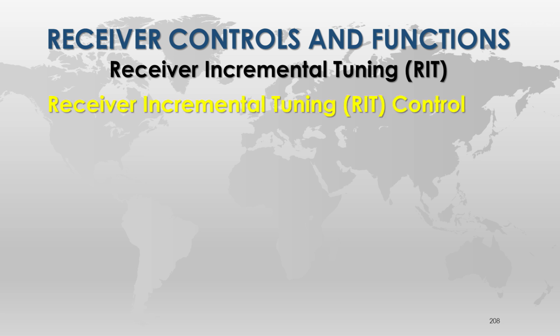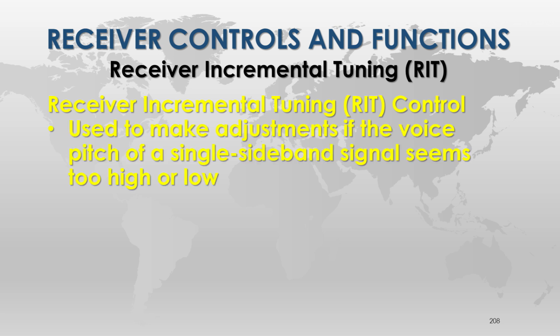Receiver incremental tuning, RIT. And that is one of the most useful, constantly used things you will ever find in sideband, and misunderstood. Receiver incremental tuning, or RIT control, is used to make adjustments if the voice pitch of a single sideband signal seems too high or too low. It's called a clarifier on some radios. That would be anything with the word Yaesu on the front. They call it a clarifier. Everybody else, I believe, calls it receiver incremental tuning, or RIT.